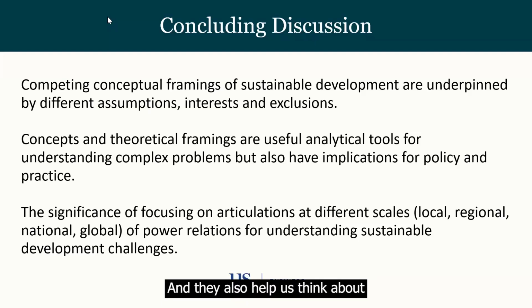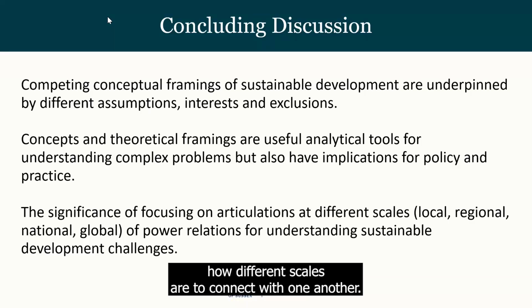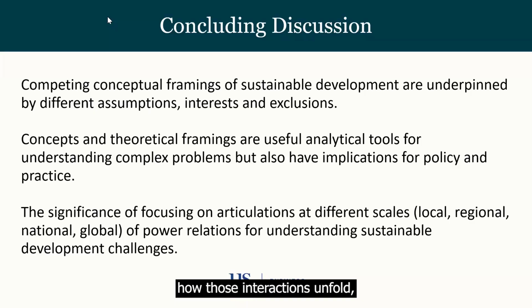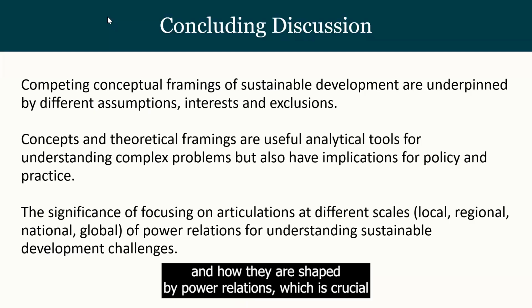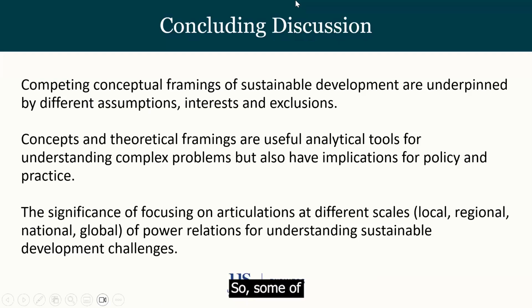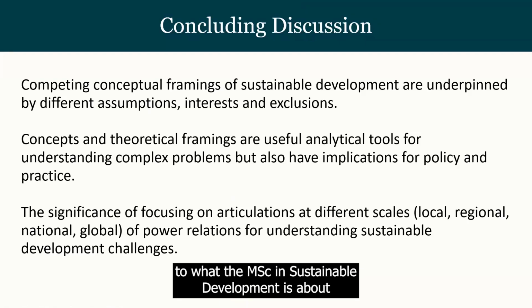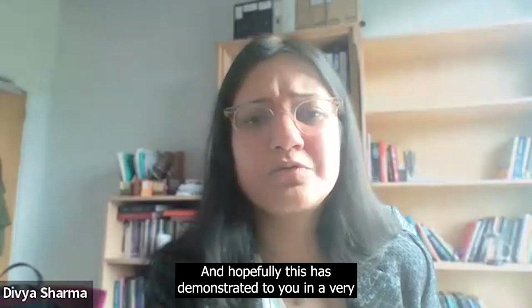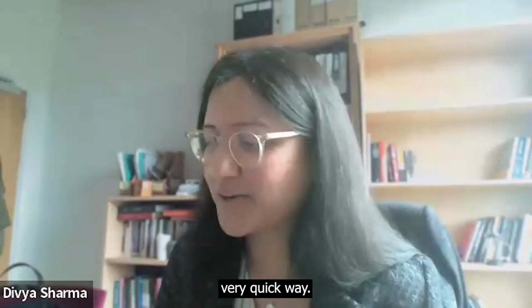And they also help us think about how different scales articulate with one another, right? So what's happening at the local, regional, national, global level, how those interactions unfold, and how they are shaped by power relations, which is crucial for understanding sustainable development challenges. So some of this is quite core to what the MSc in Sustainable Development is about, beyond the theme of food. And hopefully this is sort of demonstrated to you in a very, very quick way.